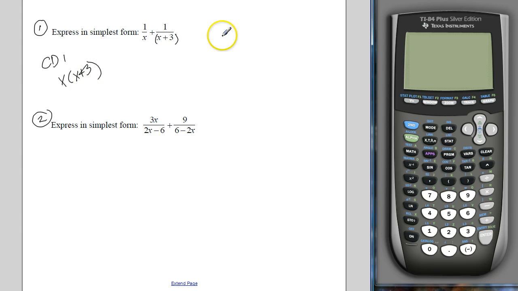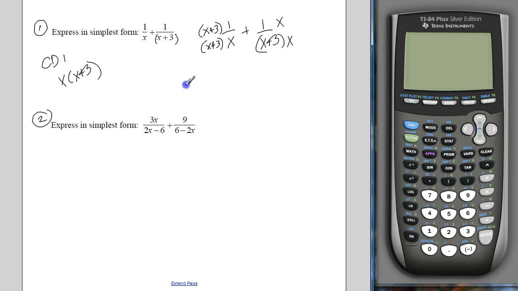So when I go over here, I'm going to rewrite the problem. I've got 1 over x plus 1 over x plus 3. And I want this on the bottom of both. So on the first one, what's missing is the x plus 3. So I'm going to put that, and whatever you do to the bottom, I have to do to the top. Whatever you do to the denominator, you have to do to the numerator. And on this side, I'll put the parentheses around it. It's missing the x, so I'll put the x on it.